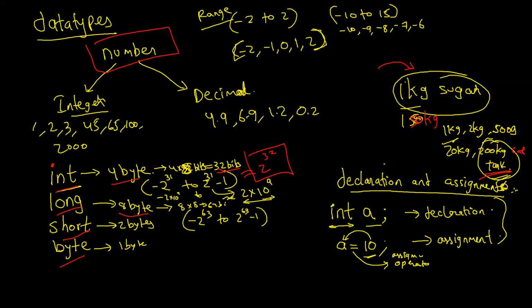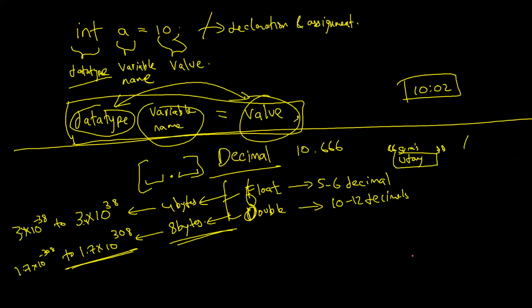I have said that there are two parts of variables: first is declaration and the other is assignment. This is called the assignment operator, where we assign whatever is present on the right side to whatever is present on the left side.